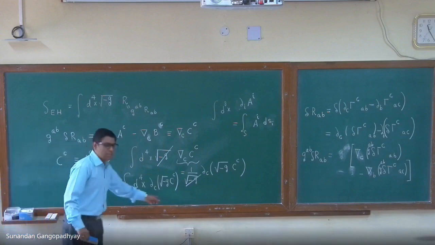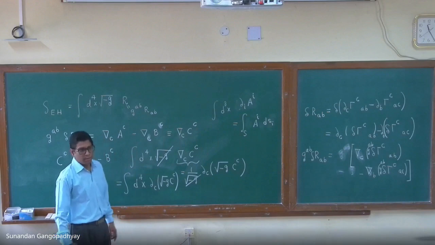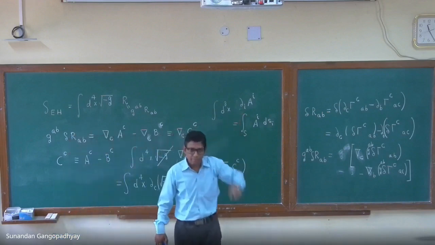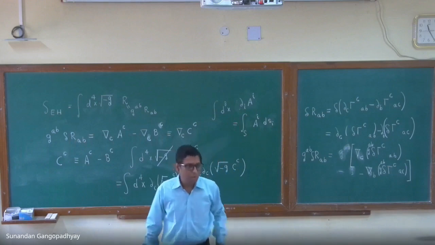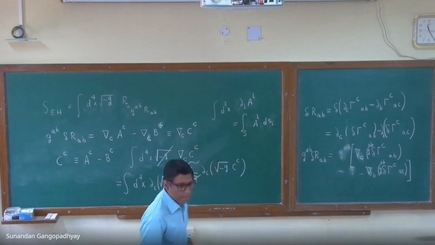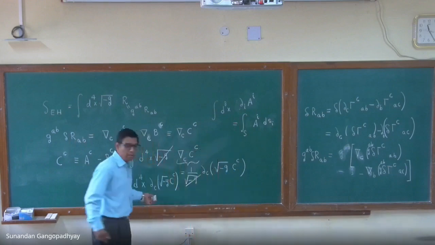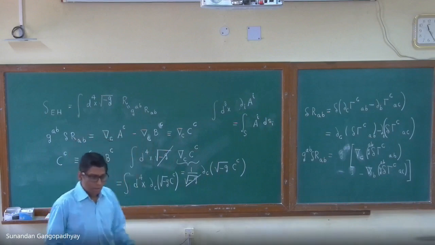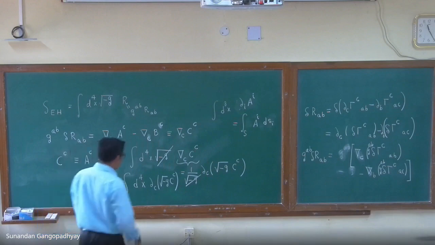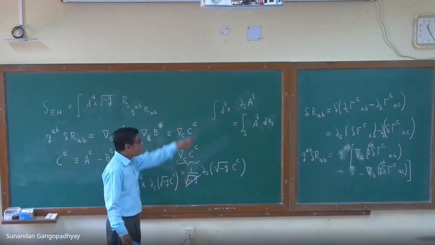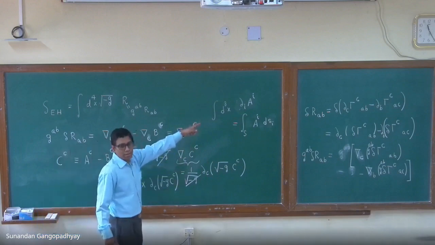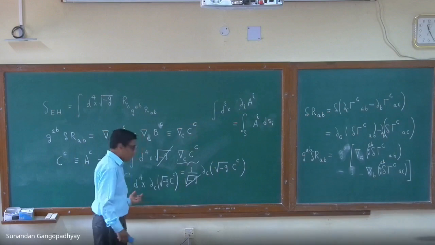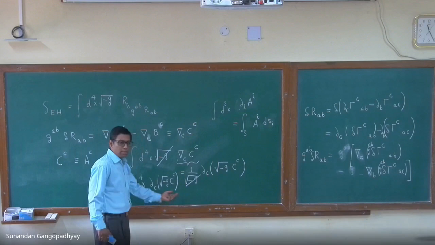But here it is something different. What are the values that I can take here? 1, 2, 3. So 1, 2, 3 are what? Spatial indices. But here C, what are the values that it can take? 0, 1, 2, 3. So it is a little bit different. This was the 3D Gauss divergence theorem. This is the 4D Gauss divergence theorem. This is the 4-volume.